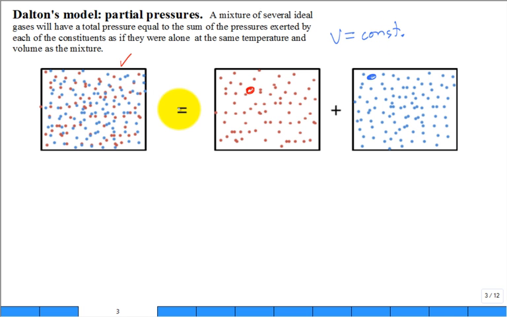But we're able to separate them into two equal sized containers, one containing only all the red and one containing only all the blue, or component 1 and component 2. So the volumes are the same.